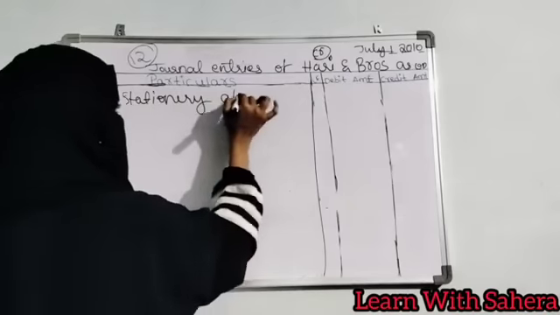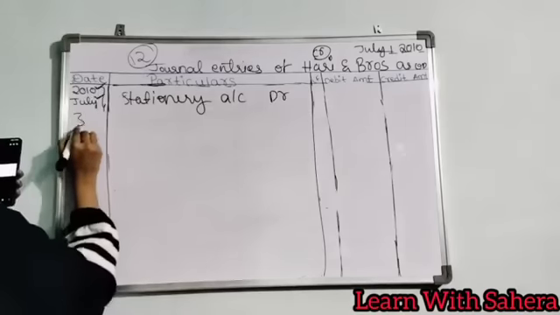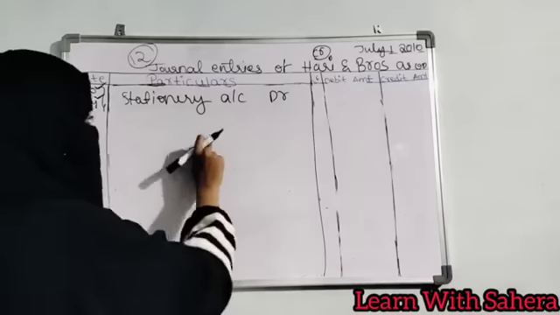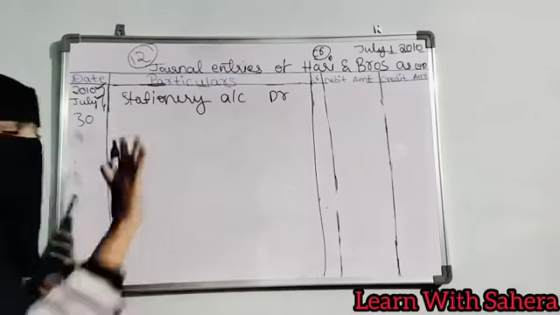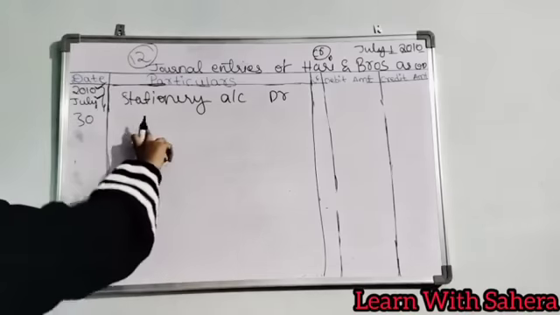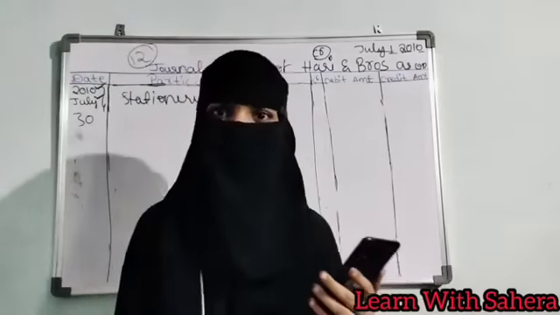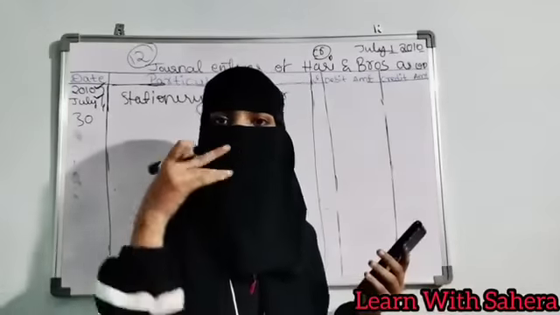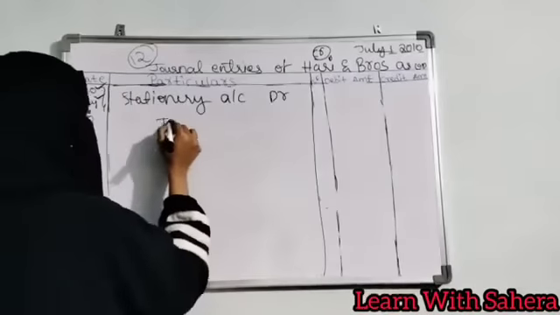Stationery account debit. Sorry, I didn't write the date here. What is the date? 30. Date is a must. You should not leave the date, and you should not leave the narration. Sometimes in a hurry we can forget the date and narration, so you have to check the narration once. So here, what is the debit? Stationery. Stationery is debit, because we are purchasing the stationery. Who is the giver? We are the giver. What are we giving out of our business? We are giving the cash. So here, to cash account.